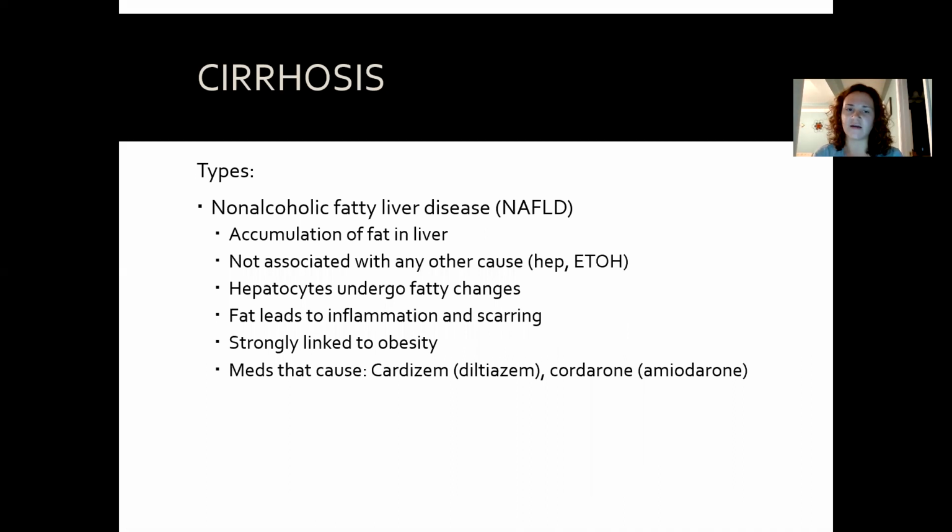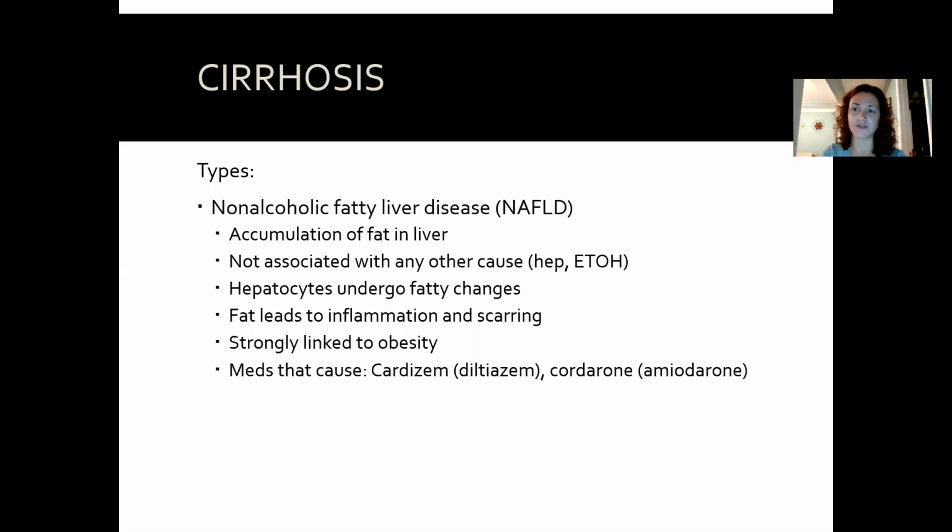And then the last kind here is non-alcoholic fatty liver disease. This one's also fairly common. It presents very similarly to alcoholic cirrhosis, and it's an accumulation of fat in the liver, but it's not caused by alcohol and it's not caused by hepatitis. We don't really know what the particular cause is, but hepatocytes undergo the fatty changes, which leads to inflammation and scarring, and then that leads to cirrhosis, of course. The change in that tissue leads to dysfunction, and then the organ's going to fail.